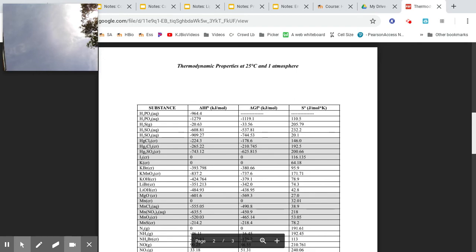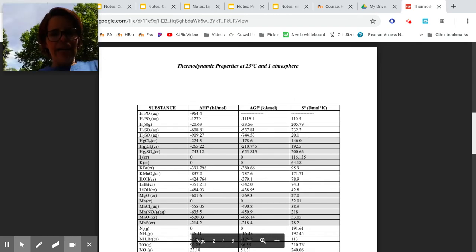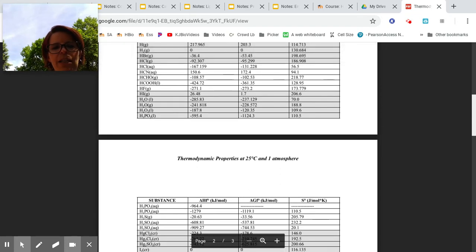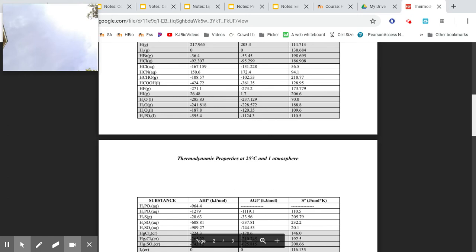Oh, my eyes are so bad. This is really hard for me to do. Bring it up. Oh, that's because I didn't go far enough up. There we go. The liquid water in this case is minus 285.83.